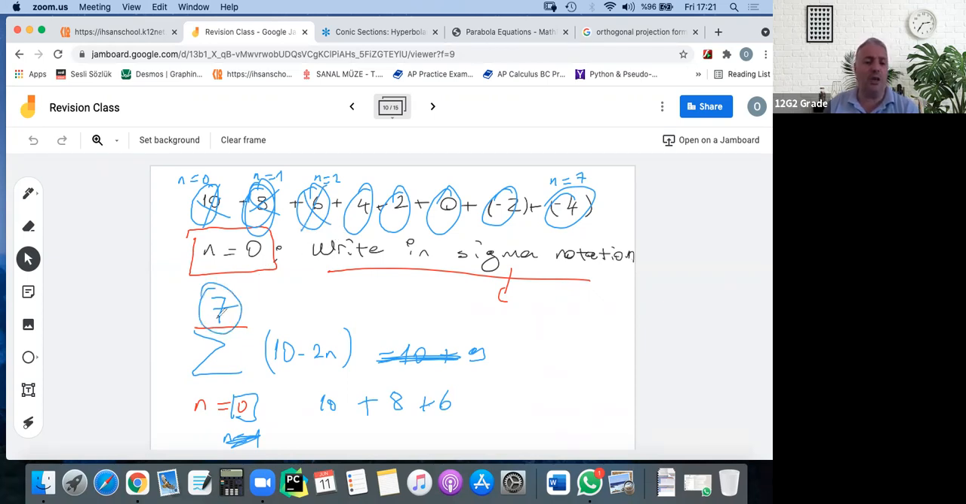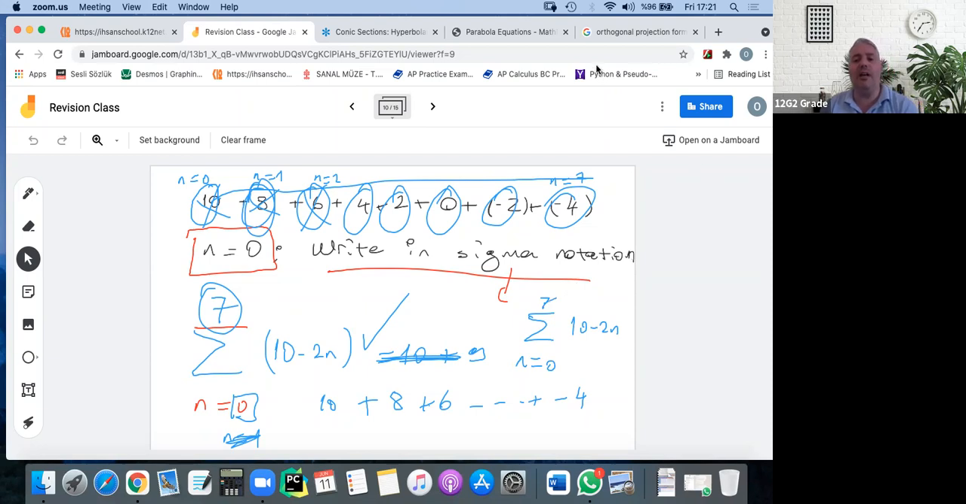Let me check the last term. 2 times 7, 14. 10 minus 14, negative 4. Yes, it is exactly my question. So the answer of the question is 10 minus 2n, where n is from 0 to 7.